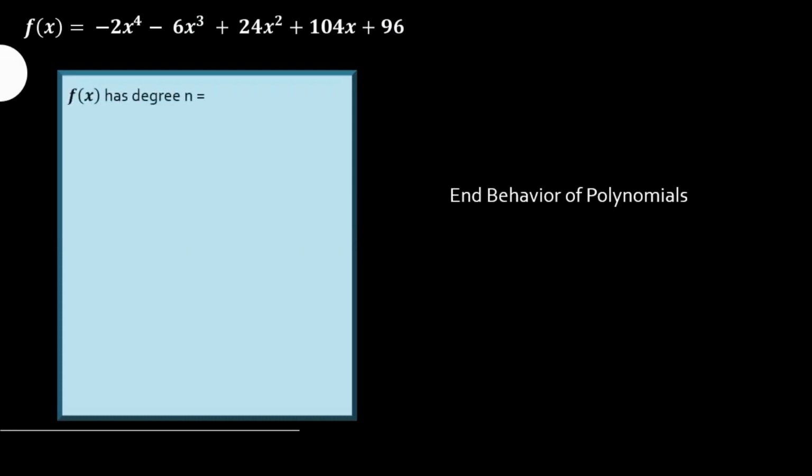We can see that this f of x has degree 4. That's an even degree. We can see that the leading coefficient is -2. That's negative. So we can conclude that the end behavior of this f of x is down and down.